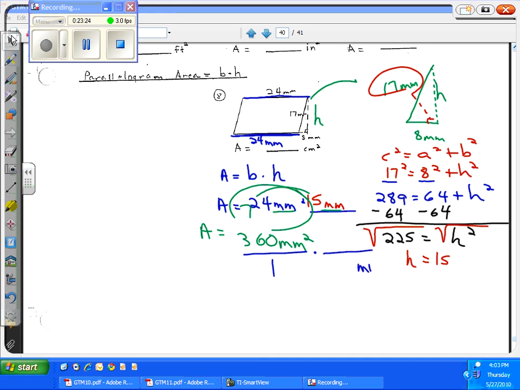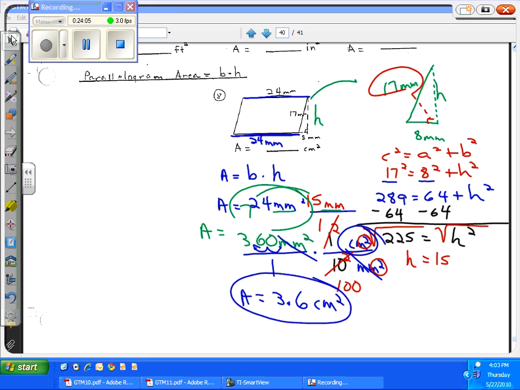We need to lose the name square millimeter and gain the name square centimeter. Centimeters are the bigger unit. It takes 10 milli to make a centi. We're not dealing with milli and centi. We're dealing with square milli and square centi, so we square the conversions. That makes this a 1 and that a 100. When you divide by 100, it shifts the decimal 2 places. So we'll have the area is 3.6. We're losing the name square milli, and we're gaining the name square centi.